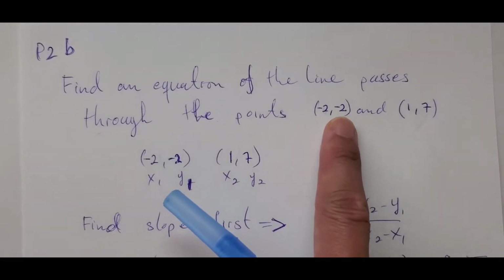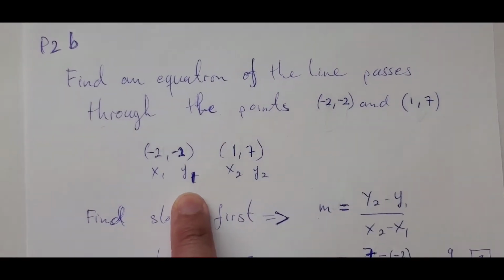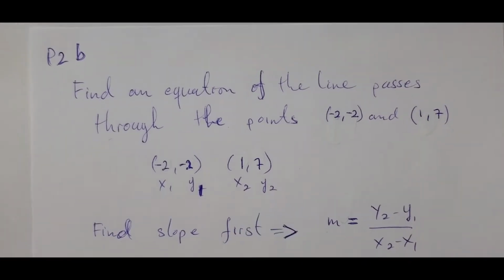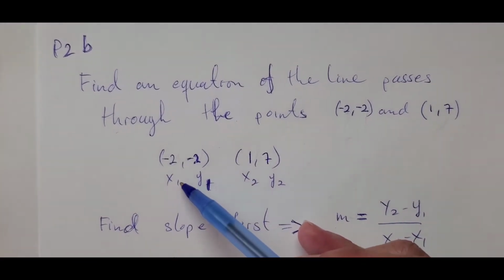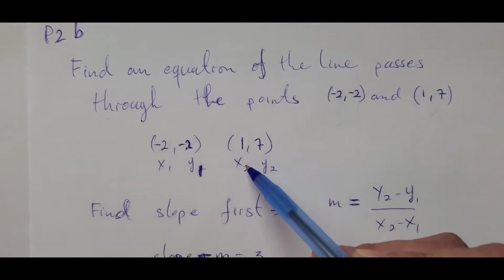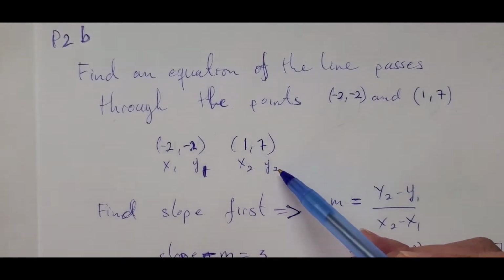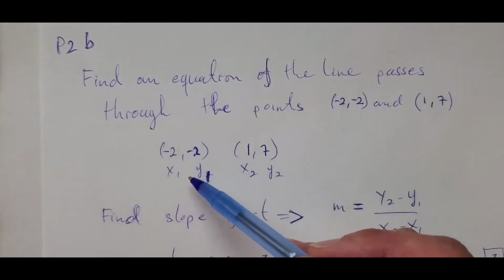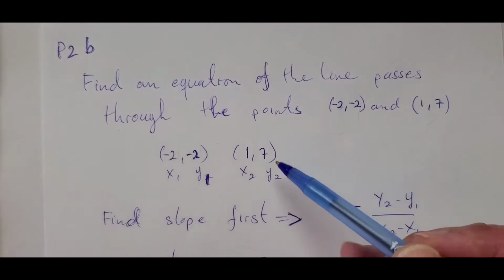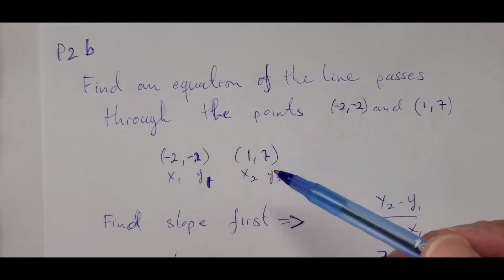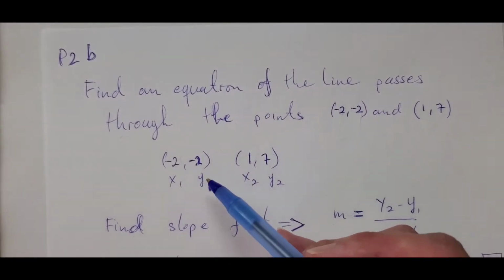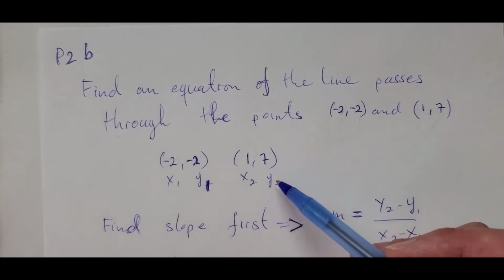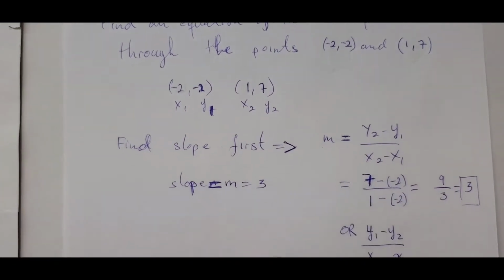So the first point right here is x1, y1. The second point will be x2, y2. Please do not label this x1 and over here x2, y1 and y2, which is wrong. It has to be x1, y1 because this is the first point, and x2, y2 because this is the second point. Do not label x1, x2, y1, y2. That is wrong. Okay, the first thing we need to do is find the slope.